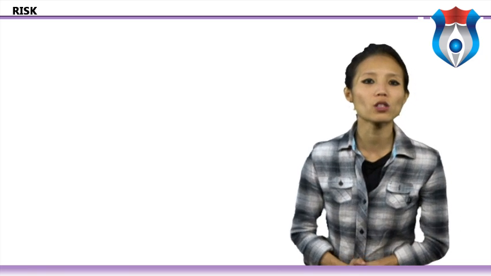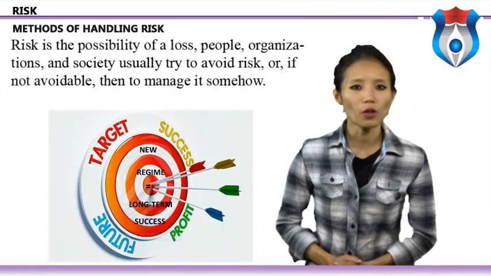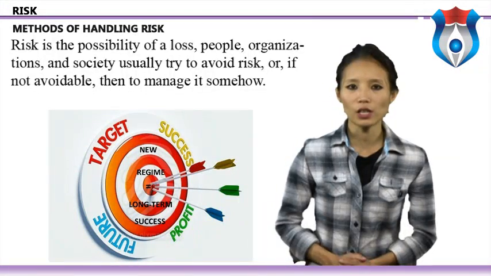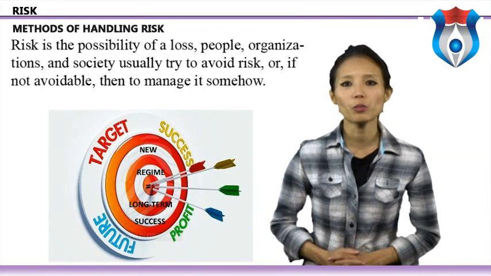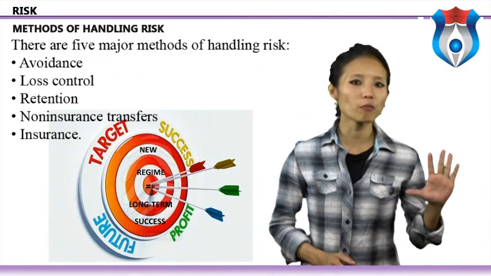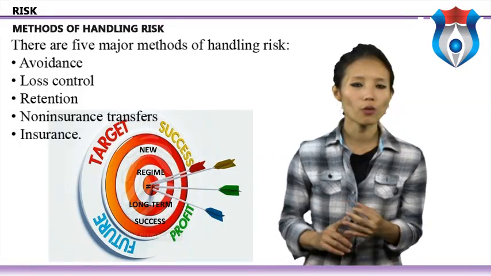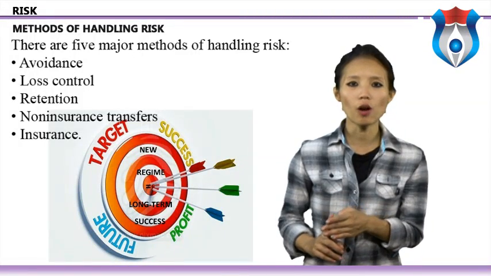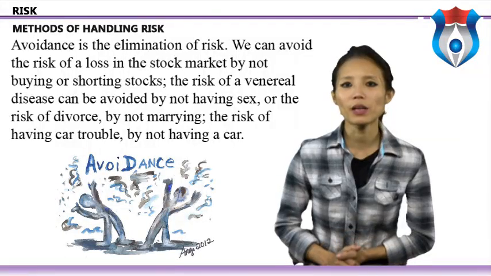Moving on further, let's talk about the methods of handling risk. Risk is the possibility of a loss. People, organizations, and society usually try to avoid risk, or if not avoidable, then manage it somehow. There are 5 major methods of handling risk: avoidance, loss control, retention, non-insurance transfer, and insurance. Avoidance is the elimination of risk.